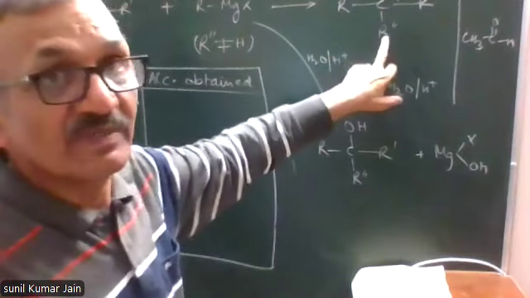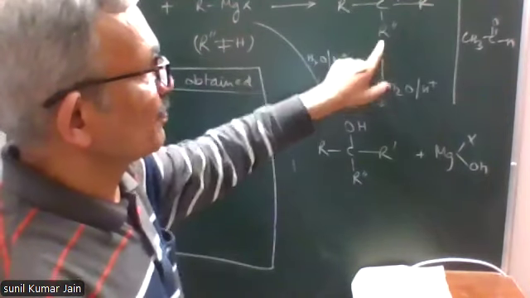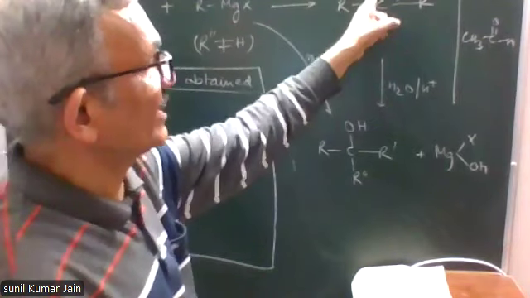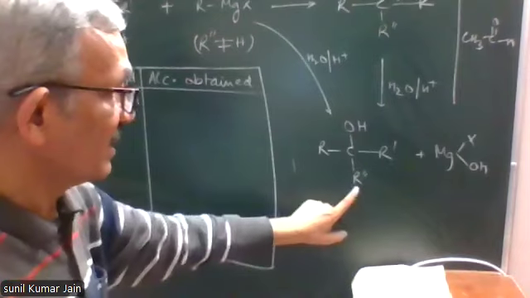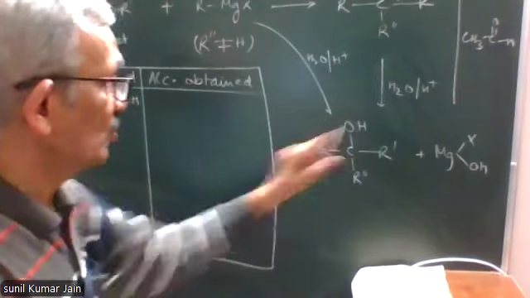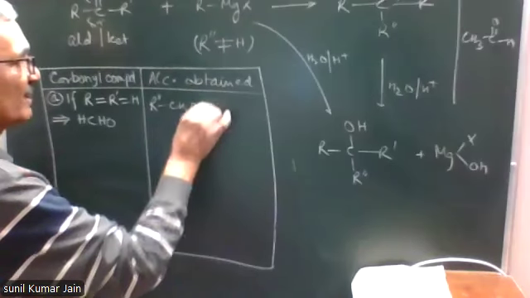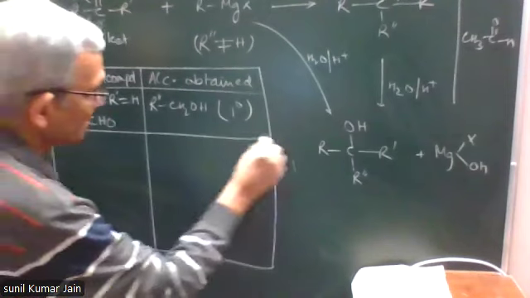Then what is the product formed? Let us substitute here. This is hydrogen, this is hydrogen. So the product will be R-CH2OH. I can substitute here. So the product will be R-CH2OH, a primary alcohol.